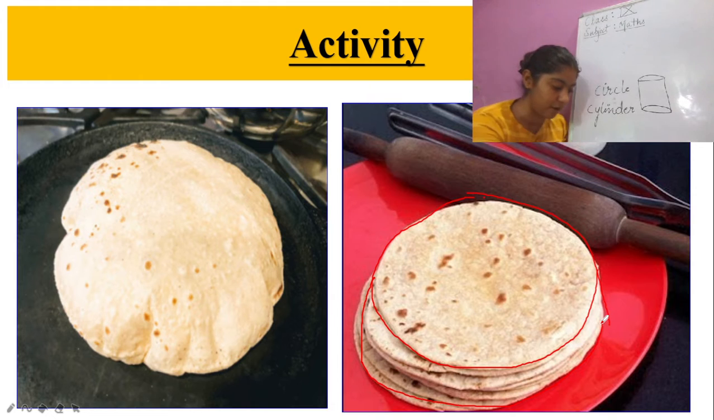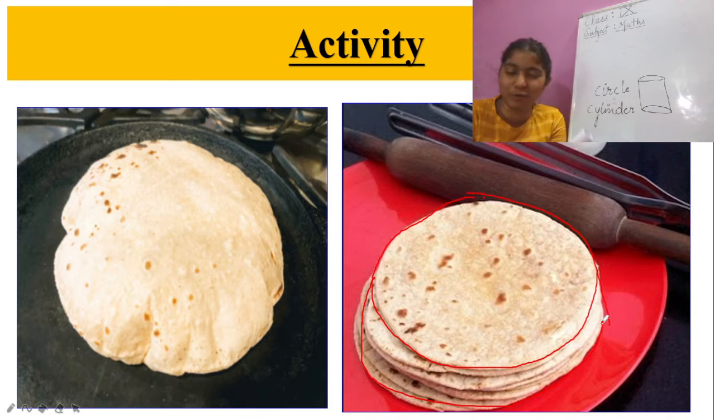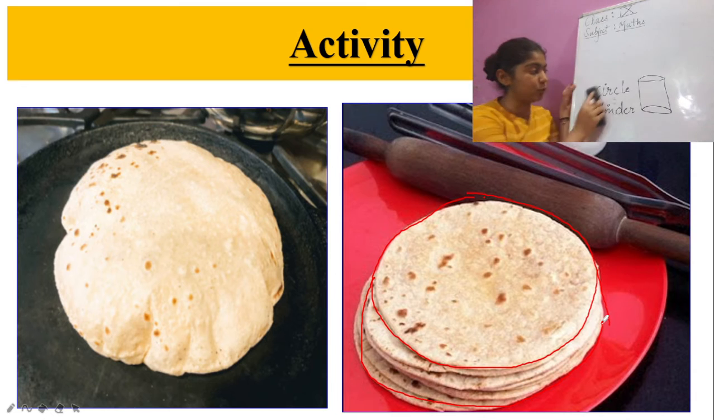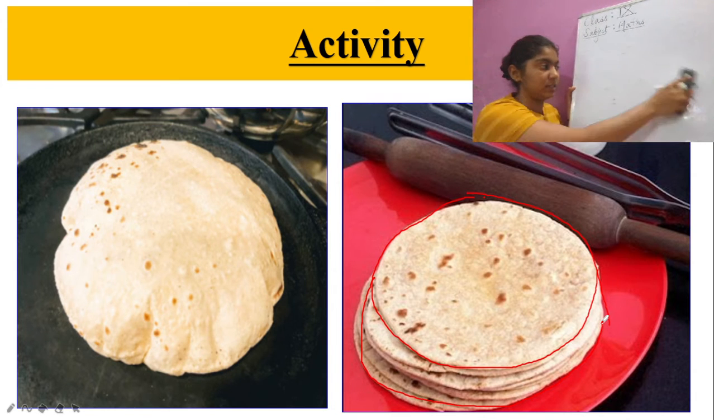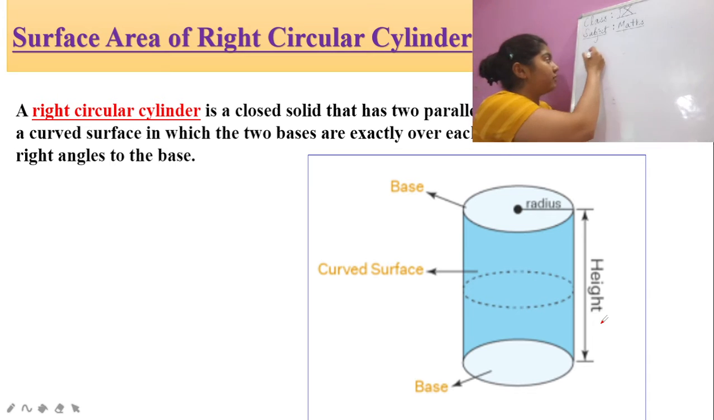So students, if I want to cover this cylinder, how do you come to know how much substance or material you need to cover the outer part of this cylinder? And if you want to cover it with a beautiful design, how will you know how much is required to be covered? Yes, students. So basically today we are going to discuss the surface area of a right circular cylinder. This is our topic of discussion.